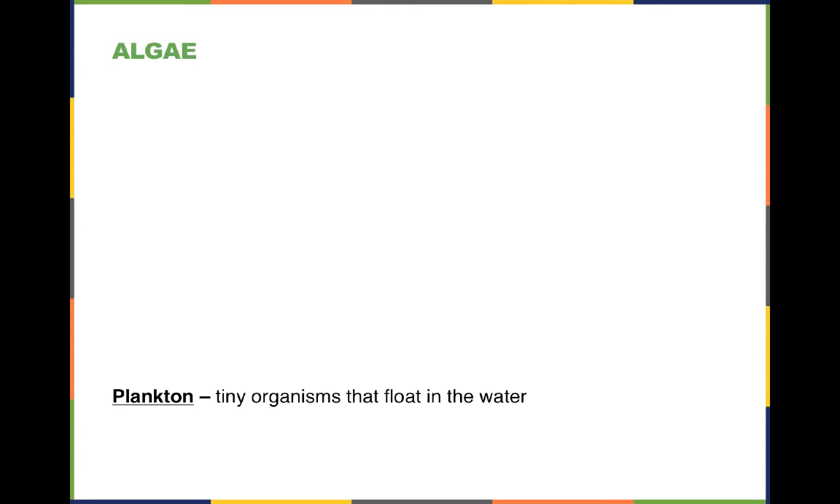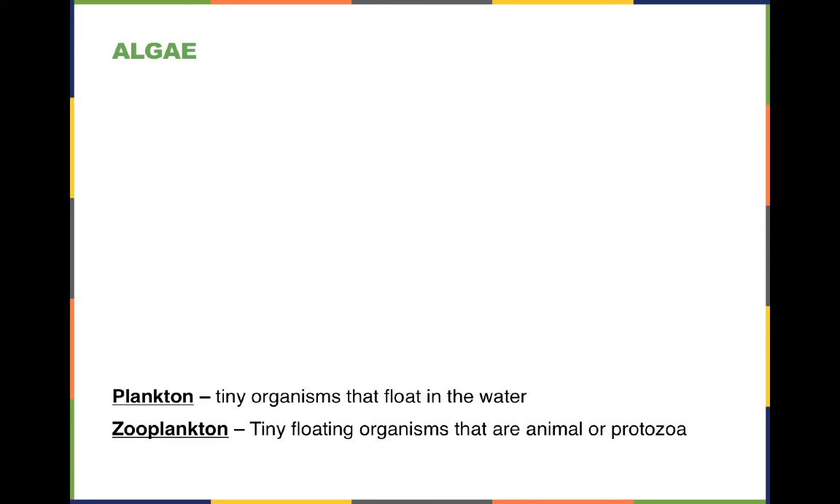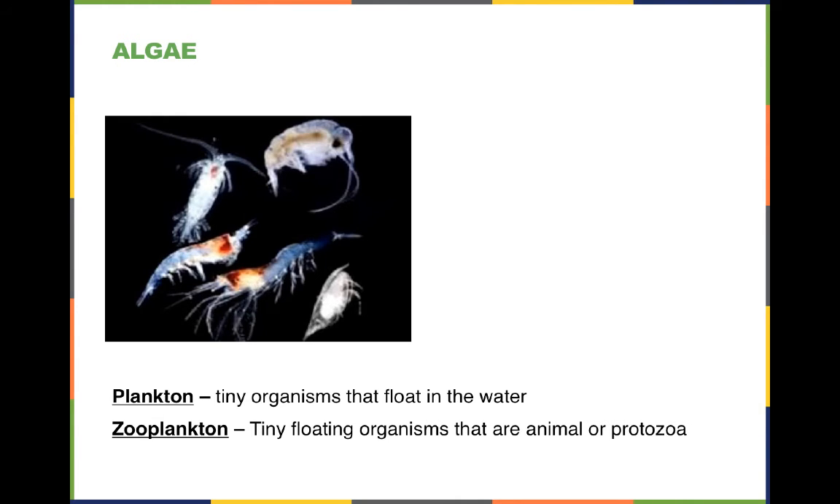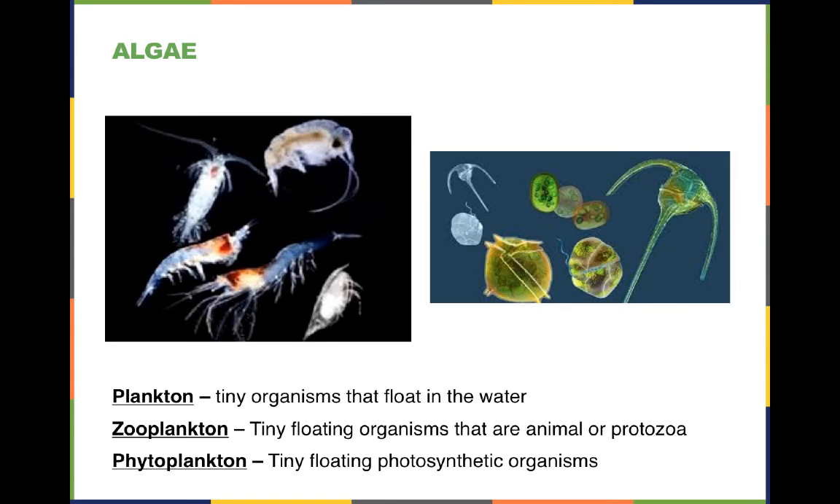Algae are frequently called, in a colloquial way, plankton, but plankton as a term simply means tiny organisms that float in the water. They are not always algae. Not all plankton is algae. In fact, zooplankton is floating organisms that are generally animals or protozoans, and this is an example of those zooplankton. Phytoplankton, on the other hand, are tiny floating organisms that perform photosynthesis, and these are much more commonly what we associate with algae.